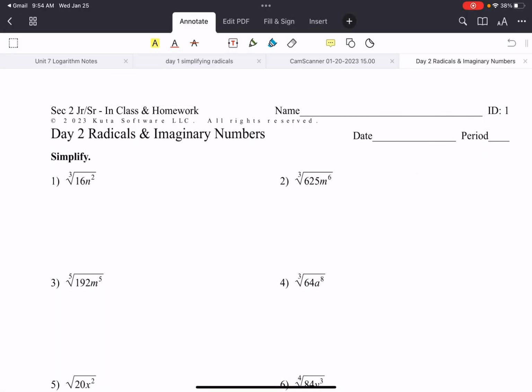Okay, here you go. All right, so last time we did radicals with just variables. So today what we're adding is the numbers, okay? So what you always want to make sure you do first is on your factor tree, split your number and your letter.